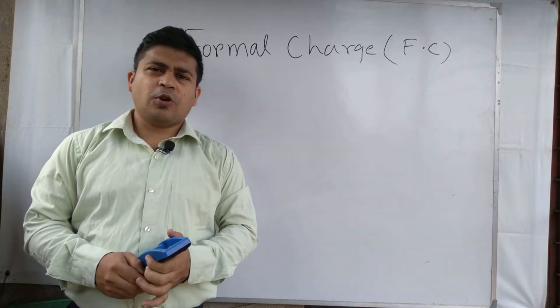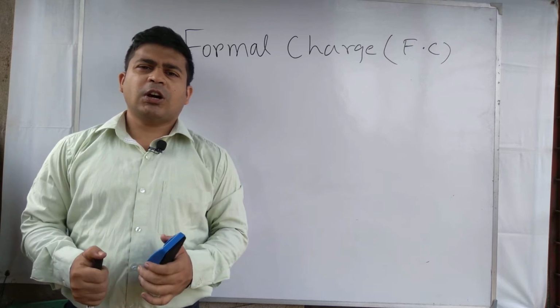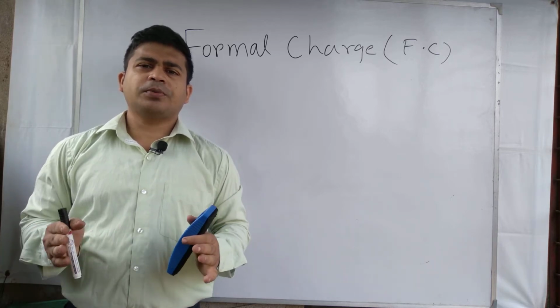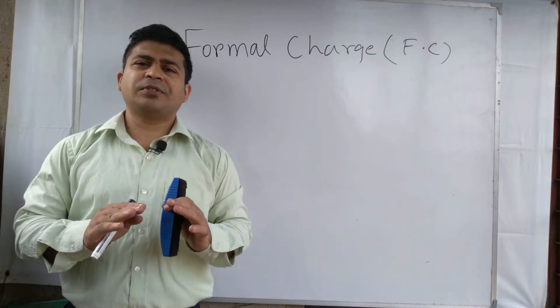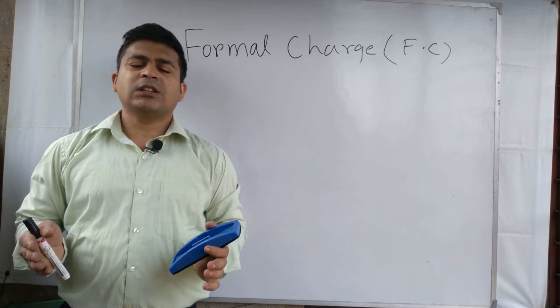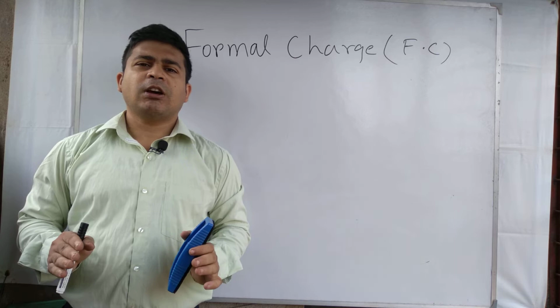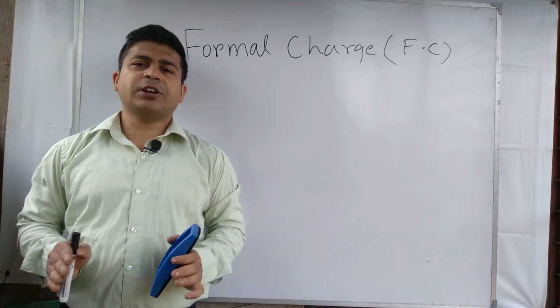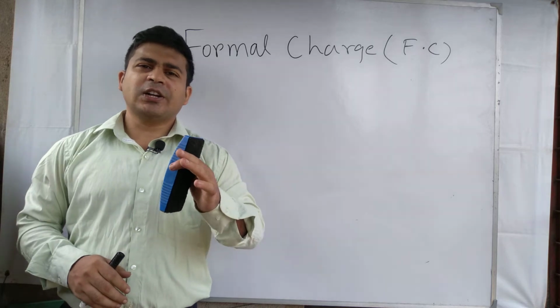In this new video lecture we discuss the point formal charge. Formal charge is our topic right now. Formal charge actually is the difference between the number of electrons in the valence shell of the free atom and the number of electrons that are assigned in bonding in the Lewis structure. I am discussing these points clearly.